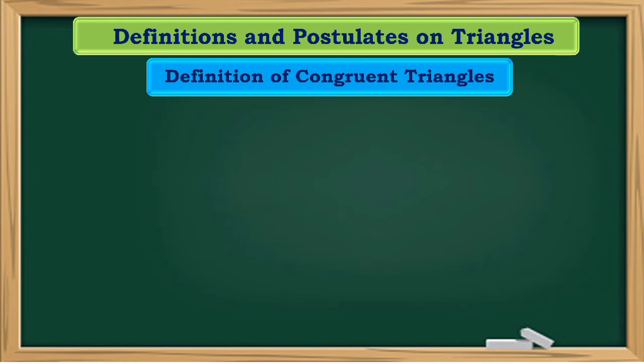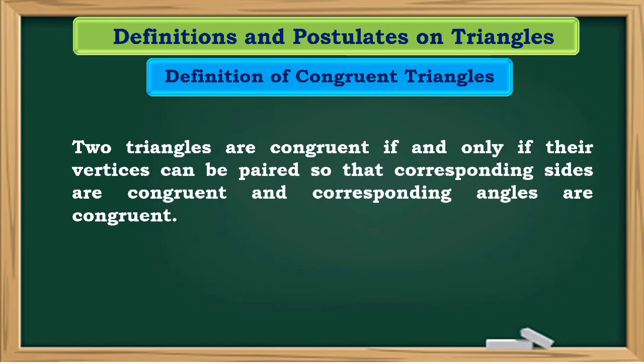Definition of congruent triangles. Two triangles are congruent if and only if their vertices can be paired so that corresponding sides are congruent and corresponding angles are congruent.